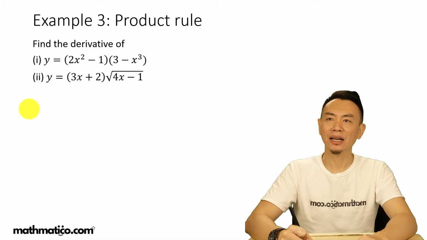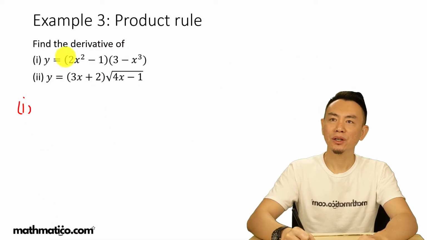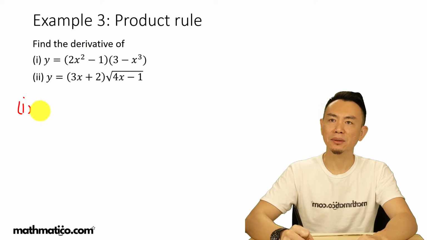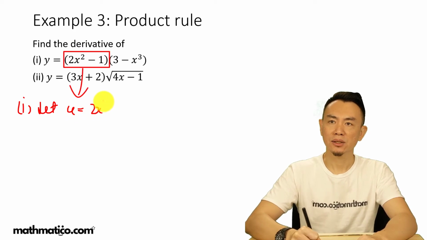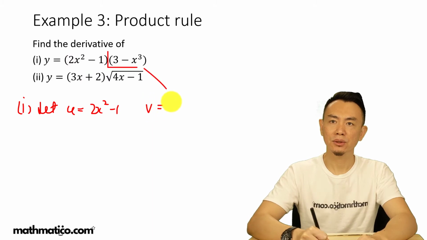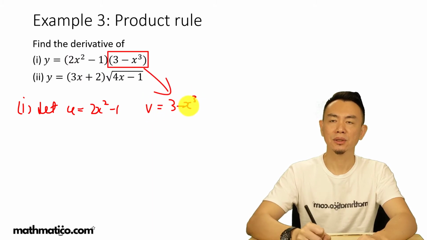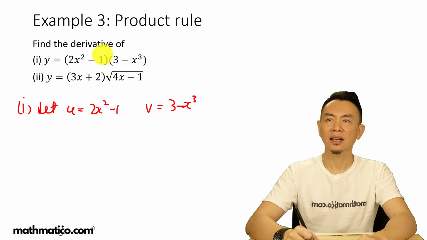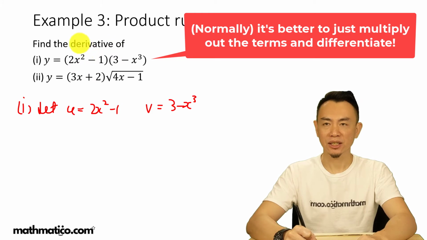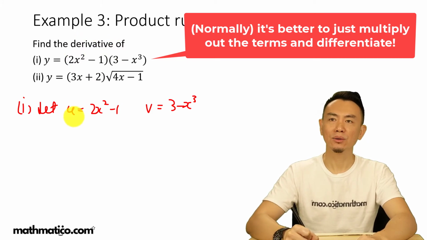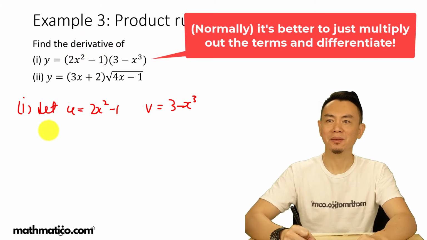Alright, example on product rule, part 1. We're going to find the derivative of y is equals to this, okay? So I'm just going to let u be equals to 2x squared minus 1. Let v be equals to 3 minus x cubed, okay? Now again, in this case, normally I would have just multiplied out and then differentiate the terms individually, but now we are going to use product rule, okay?